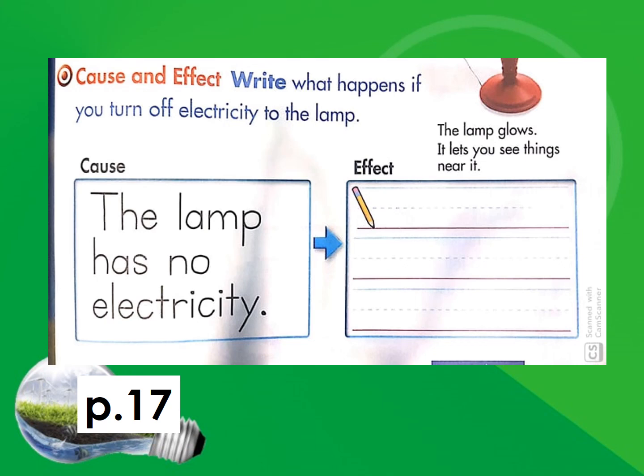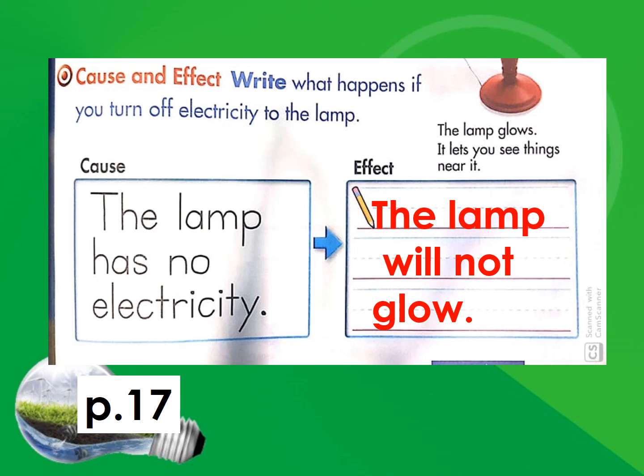While you are thinking, please prepare your pencil because you need to write your answer on the page. Alright, so are you ready? So what is your answer? Okay, very good. So when the lamp has no electricity, obviously the effect will be the lamp will not glow. Alright, why? Because there is no supply of electricity. Okay, very good.